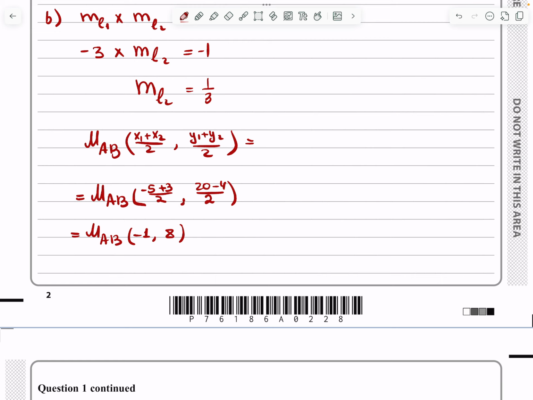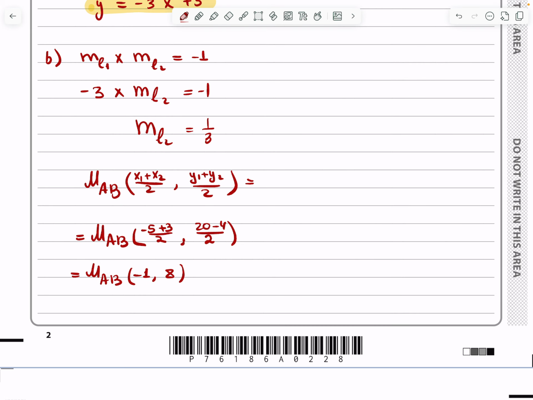I know that the line L2 is passing through the midpoint of AB and has this gradient, so I can easily find its equation using the rule y minus y1 equals m multiplied by (x minus x1). So y minus 8, with m which I found as 1/3, equals 1/3 times (x minus -1), which means plus 1.